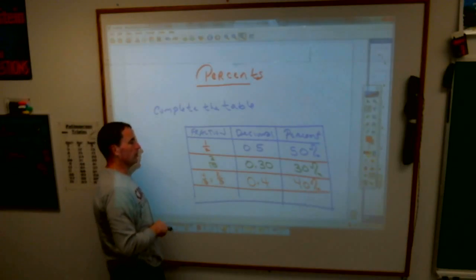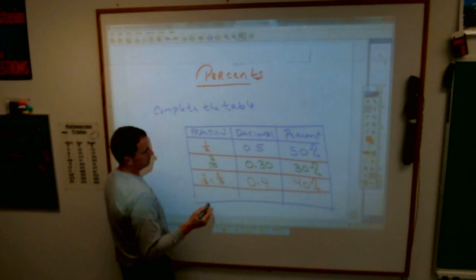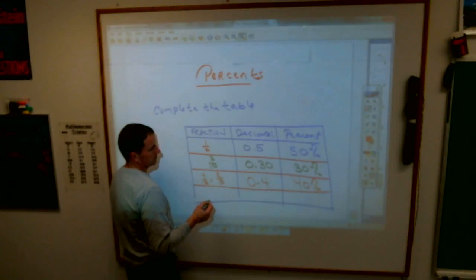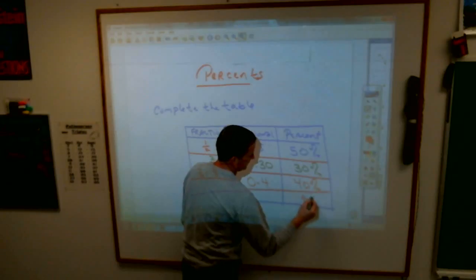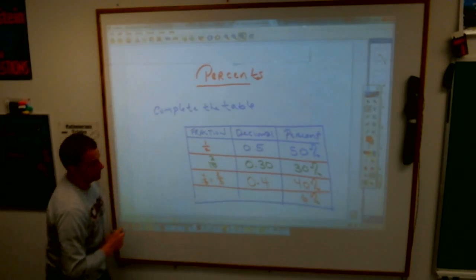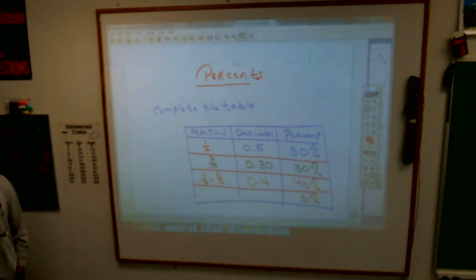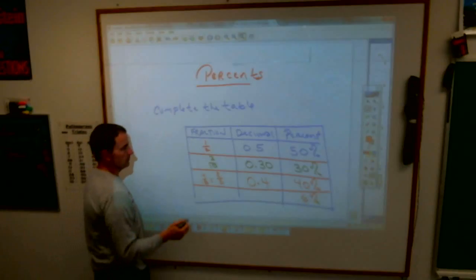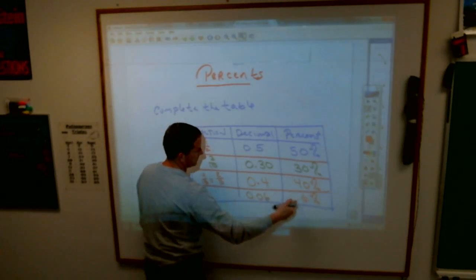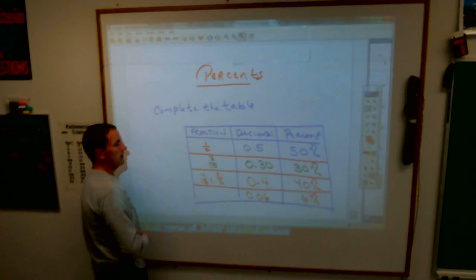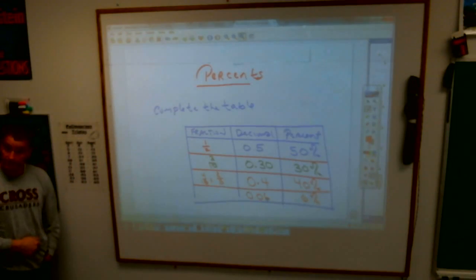How about one more? What about 6%? What decimal is 6%? 0.06. Yes, 0.06, and be careful with that because that is 6 hundredths and the 6 has to be in the hundredths place. And then what fraction, Amelia?